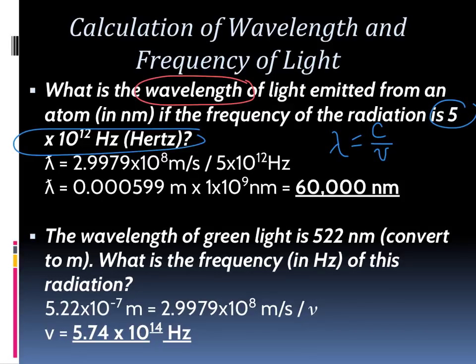Once I calculate with sig figs, of course. When I look back at my problem, I had a value of 5 times 10 to the 12th. 5 is 1 sig fig, so I only had 1 sig fig in my final answer. So around 60,000 nanometers is the wavelength of light at that frequency.